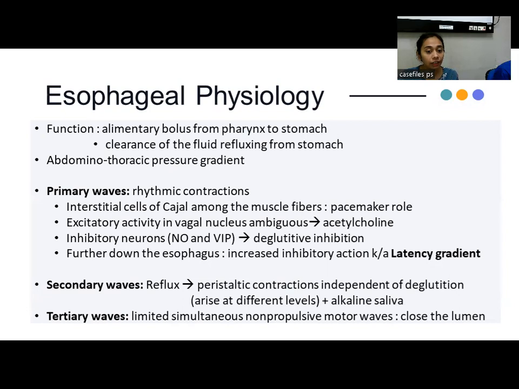The excitatory activity in the vagal nucleus and the nucleus ambiguus results in the release of acetylcholine, which further results in the secretion of inhibitory neurotransmitters, that is nitric oxide and VIP, which further results in deglutitive inhibition. Further down the esophagus, there is increased inhibitory activity, which is known as the latency gradient.